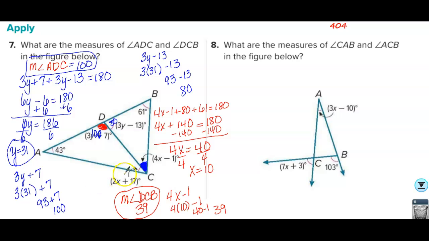So on number 7, your two answers are here. The measure of angle ADC is 100, and the measure of angle DCB is 39. Okay, then we just hope that I'm right.